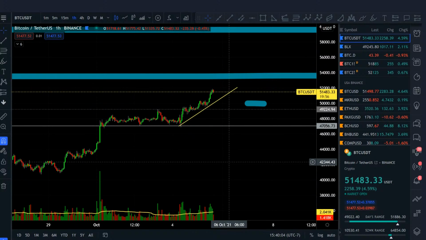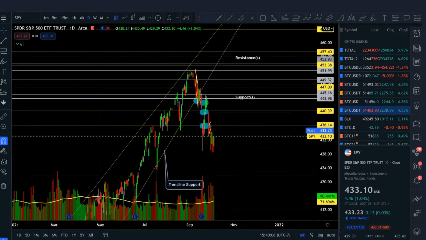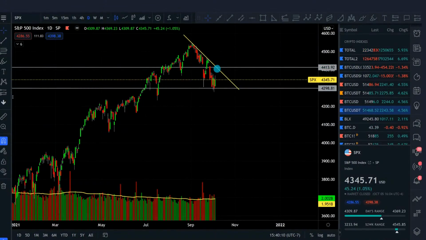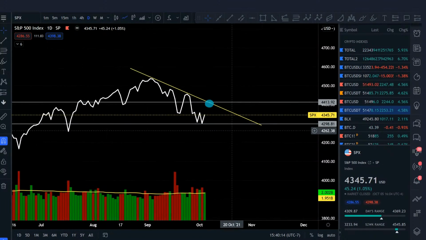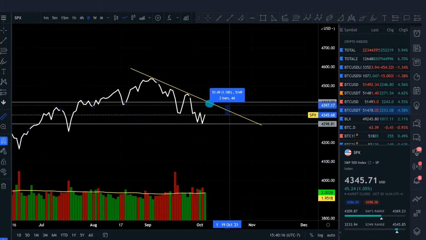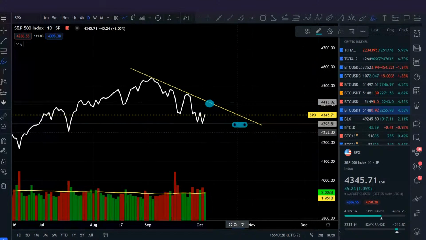All right, so that's how I play Bitcoin and altcoins. And then S&P 500, a little different. We have 3 more days of stock trading left. So we have this double bottom. So I'm anticipating the lower high probably for next 3 days. So my target is 4404 up here, this little blue dot. If it fails for whatever reason, the downside target 4297 and then 4253.